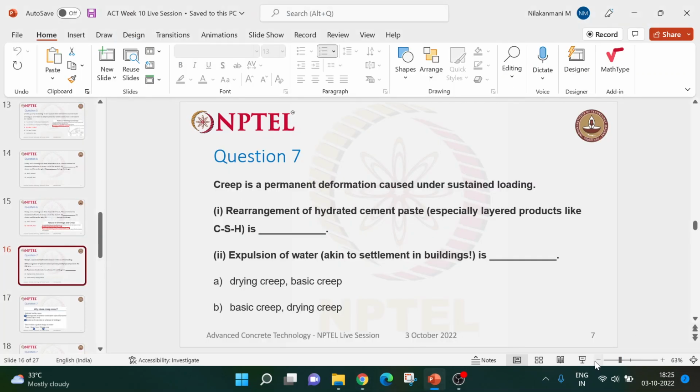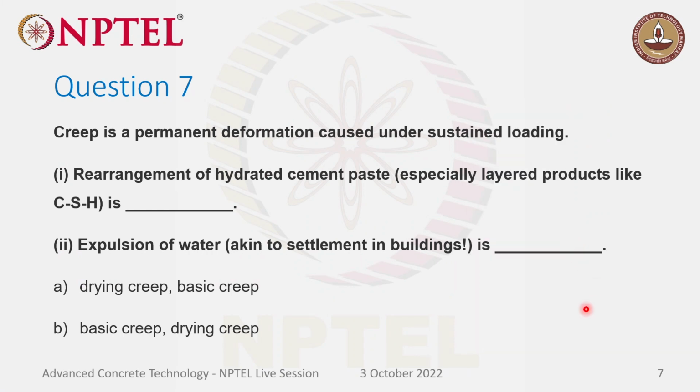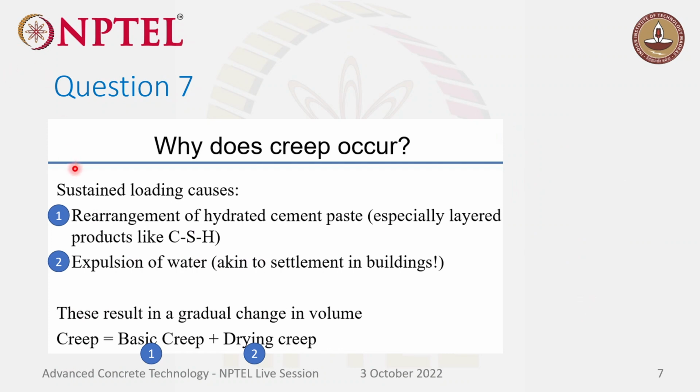So getting back to the PPT. And this question also is direct from the lecture. So the lecture sir has clearly explained what creep is and how it occurs. Creep is nothing but sustained loading causes creep, and then there will be rearrangement of hydrated cement paste, particularly CSH kind of layered hydration products, and there will be expulsion of water. So once there is rearrangement in the layers of hydration products, then the water in between can move out, right? The expulsion of water can also happen.